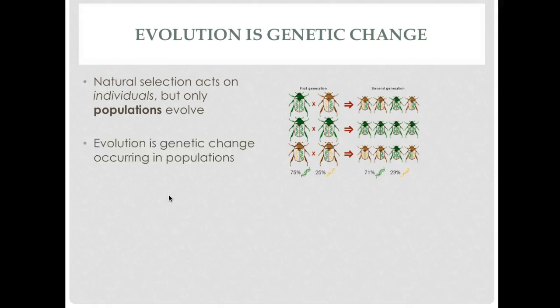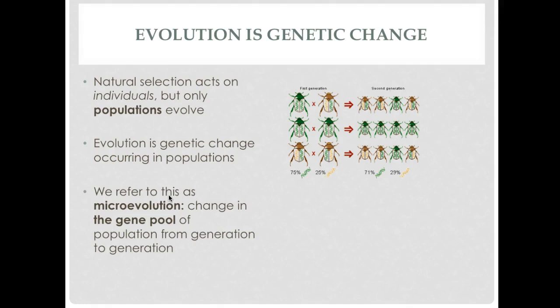Okay, so evolution is genetic change, but specifically it's genetic change occurring in populations. You can talk about evolution in the entire species as a whole, but we're going to be talking about evolution on the small scale, population scale. This small scale is also known as microevolution, micro being small.